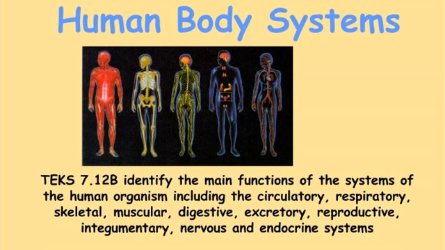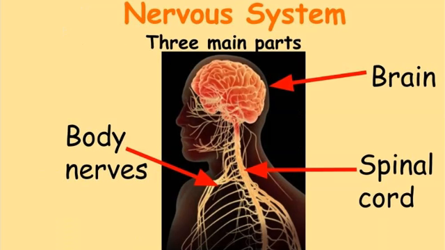We're going to start with just one today, though. The nervous system. Since it's pretty much in charge of all the other systems, we like to start with this one. Those are the three main parts. You get the brain, spinal cord, and then all your body nerves.